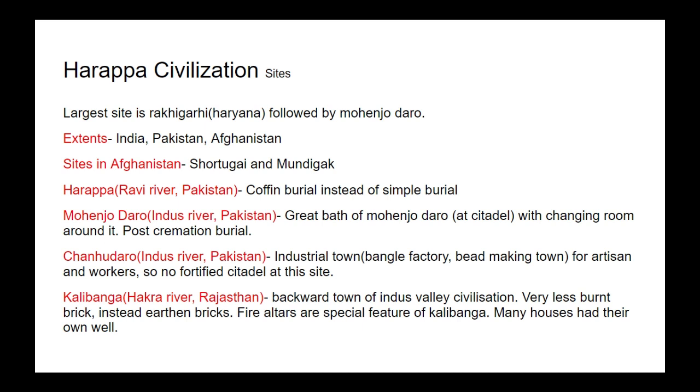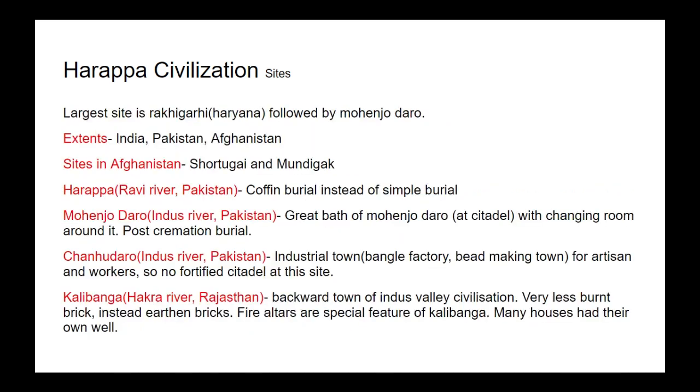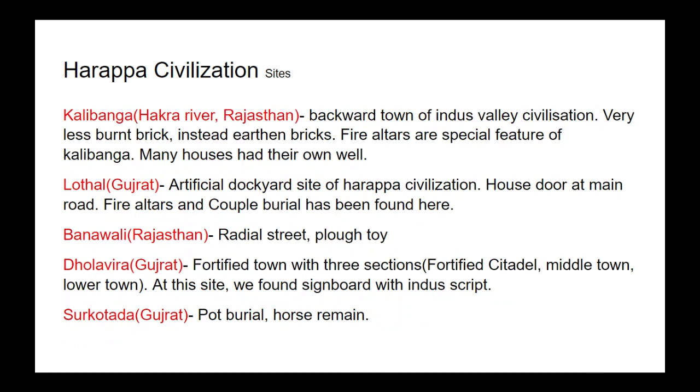Kalibangan along the Hakra River in Rajasthan was the most backward town of Indus Valley civilization. At this site, we found very little burnt brick. Instead, we find earthen brick in Kalibangan. In Kalibangan, we find fire altars, and many houses had their own well. We had seen Kalibangan in the last lecture, in the last slide.